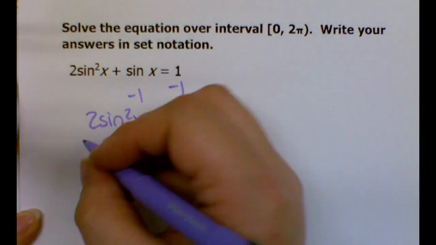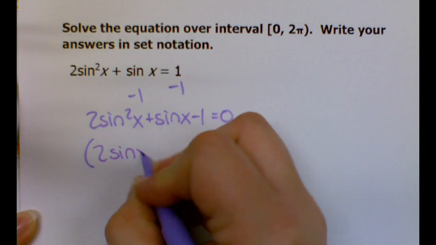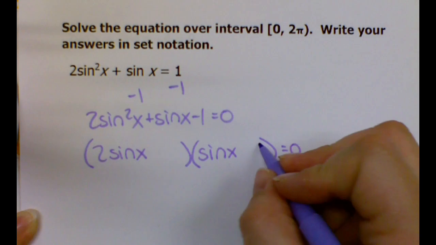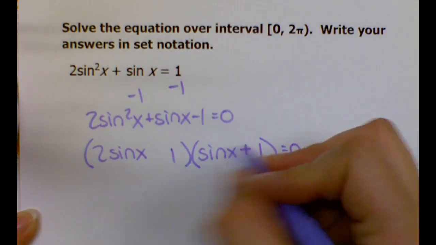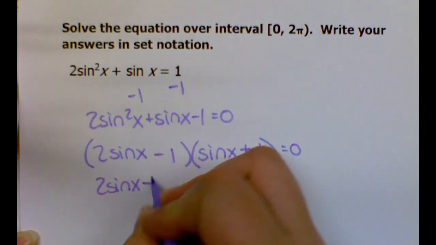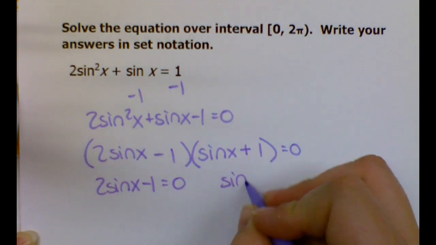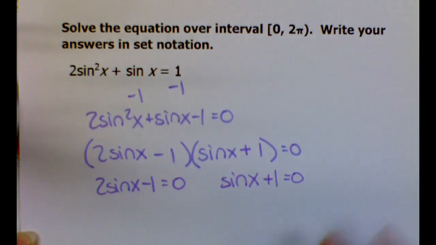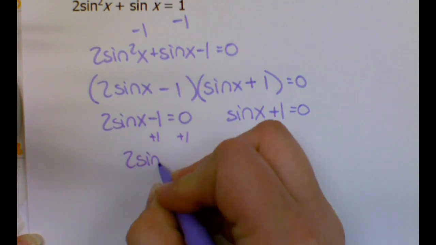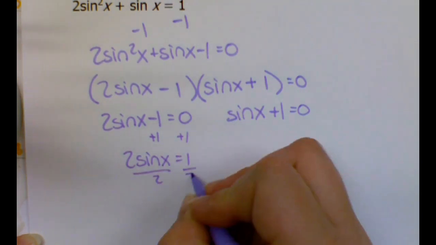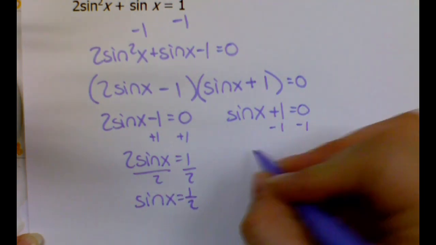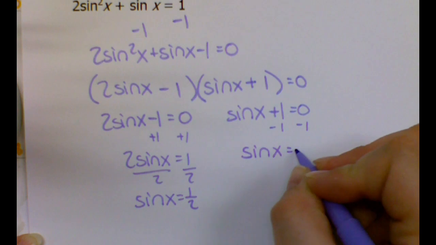And now I can factor. I factor it into 2 sine of x and sine of x. I know I have to use a 1 and a 1, plus there, minus there. Set each factor equal to 0. And then I solve from there. I'll add this 1 and divide by 2. And this side I'll subtract 1, and that's it.